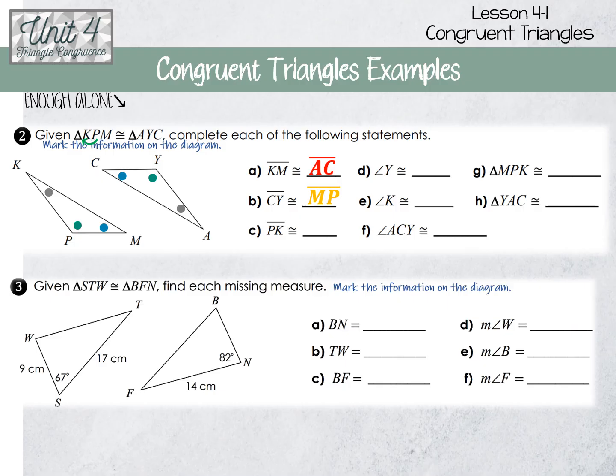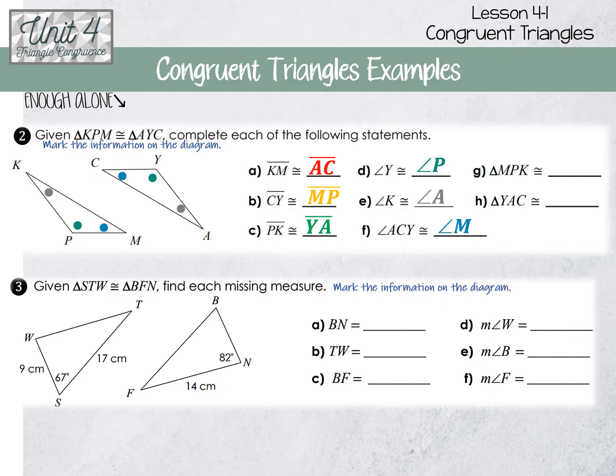PK is the middle, then the first. So that would match with the middle and the first. And KP is between gray and green, and between gray and green is A and Y, or Y and A. Doesn't matter. There we go. Angle Y is congruent to angle P. Angle K is congruent to angle A.